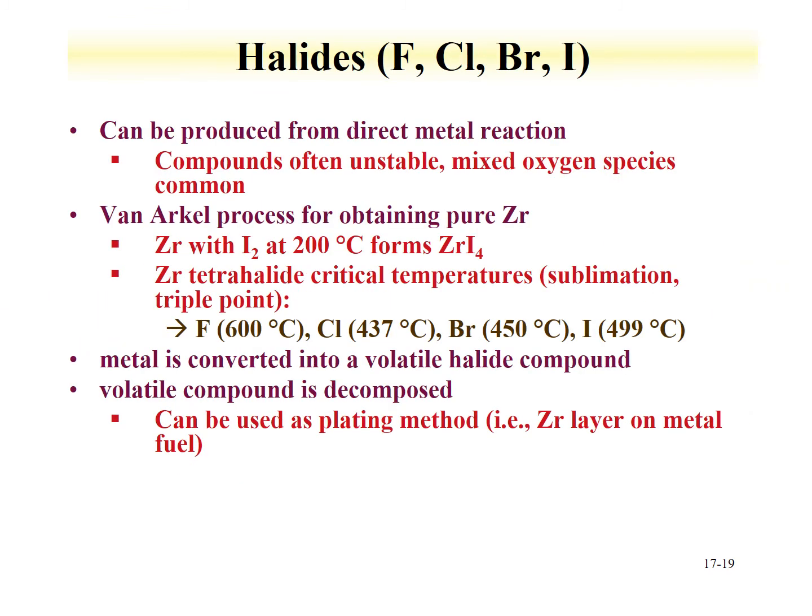Halides are another example of a reactive ligand that can be used in separations. An example from industry comes from the Van Arkel process for obtaining pure zirconium. Elemental zirconium and iodide are reacted at 200 degrees. They form the zirconium tetraiodide. This compound is volatile, so this conversion separates the zirconium from other materials that may be with it, thereby purifying it.